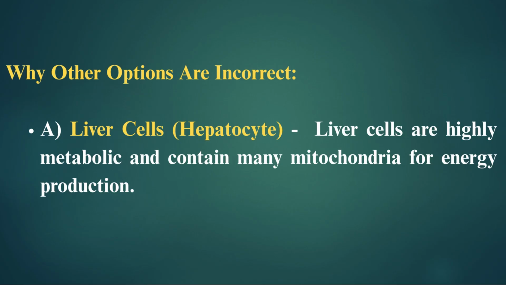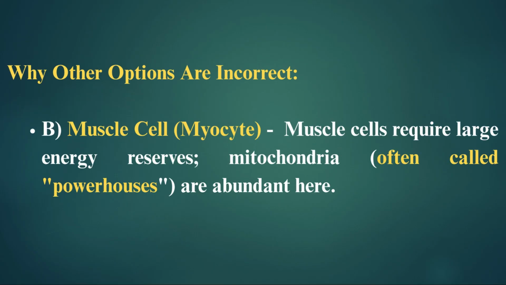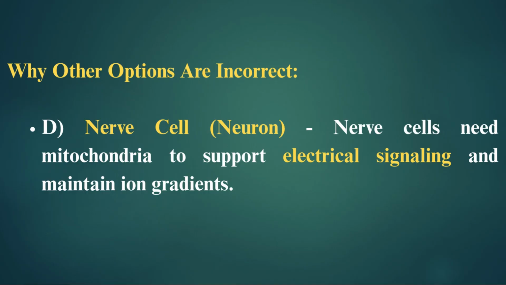A. Liver cell, hepatocyte. Liver cells are highly metabolic and contain many mitochondria for energy production. B. Muscle cell, myocyte. Muscle cells require large energy reserves. Mitochondria, often called powerhouses, are abundant here. D. Nerve cell, neuron. Nerve cells need mitochondria to support electrical signaling and maintain ion gradients.